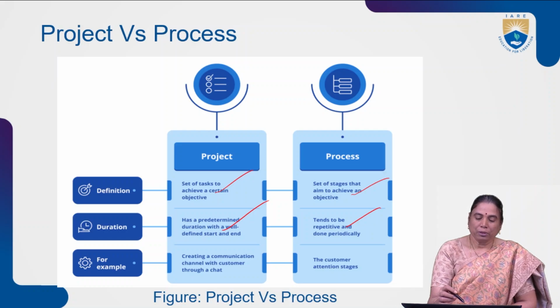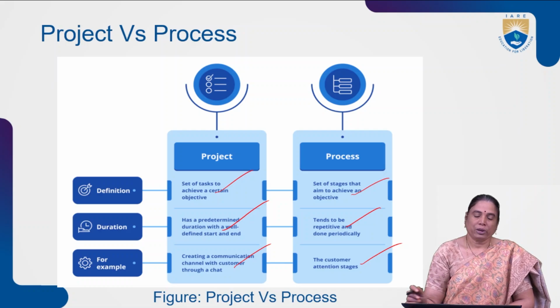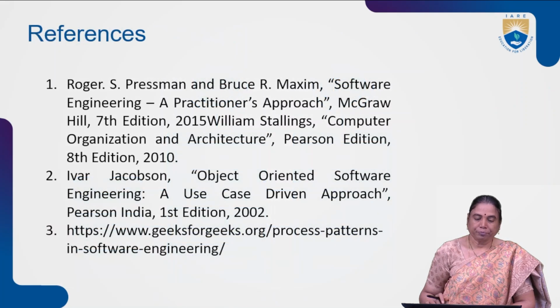For example, a project is creating a communication channel or website for a university or any HR process management software. But a process is the customer attention stages, and it can be a simple task. So these are the differences between project and process.